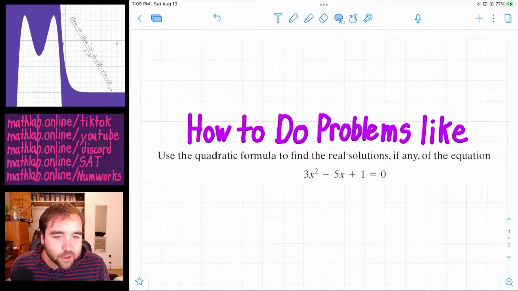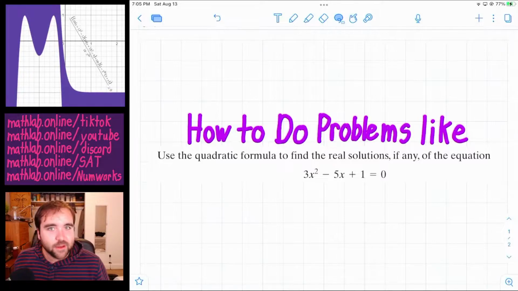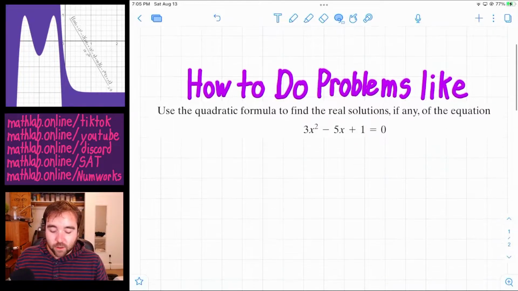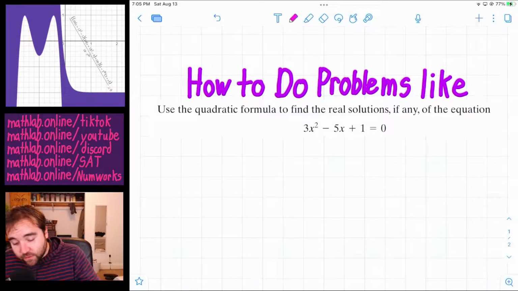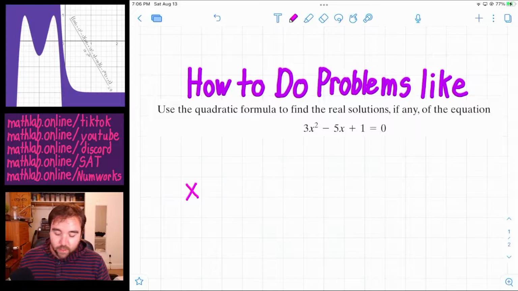All right, so let's solve this problem. Luckily, they tell us we get to use the quadratic formula here, because if we had to complete the square, we can do it, but it would not be fun. So what is the quadratic formula? Well, we could derive it. Maybe we'll do that in another video. But you should just memorize it.